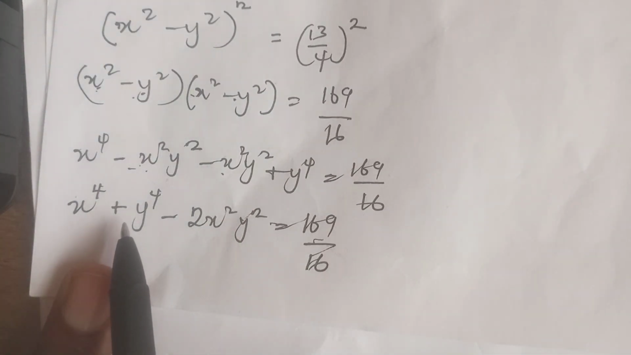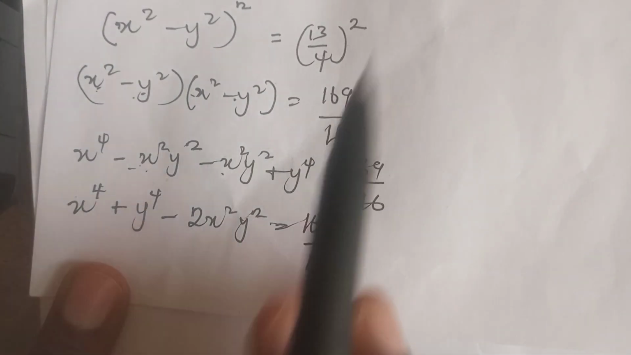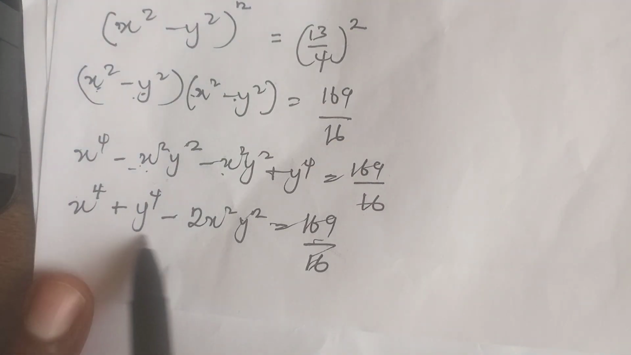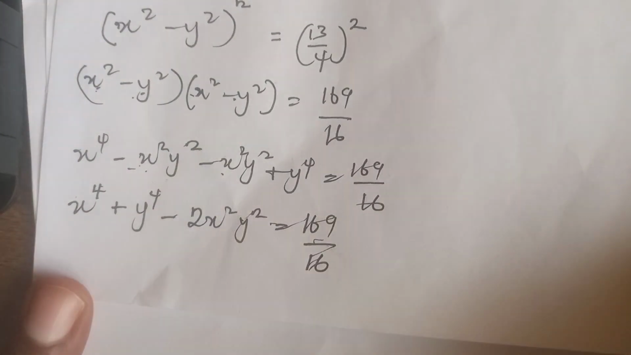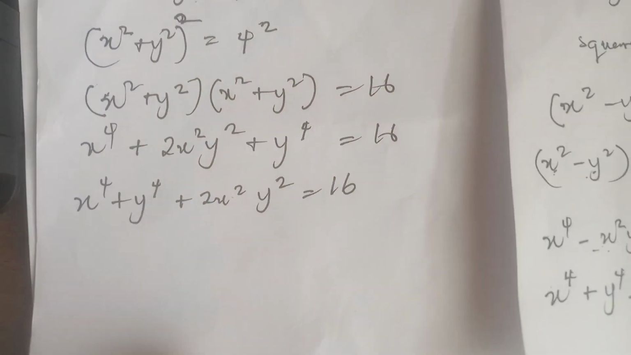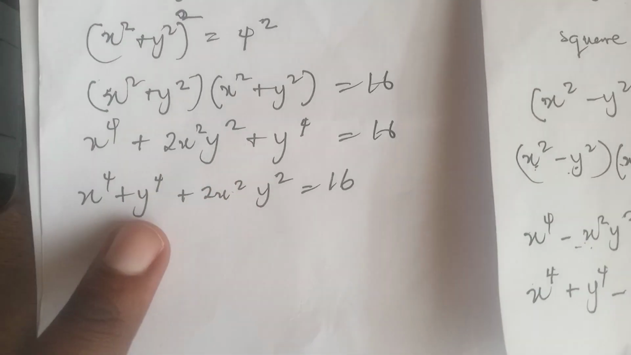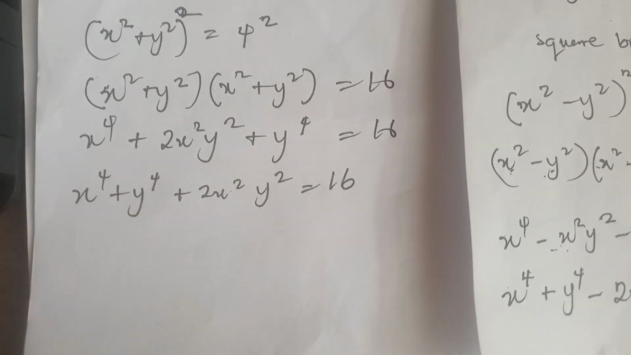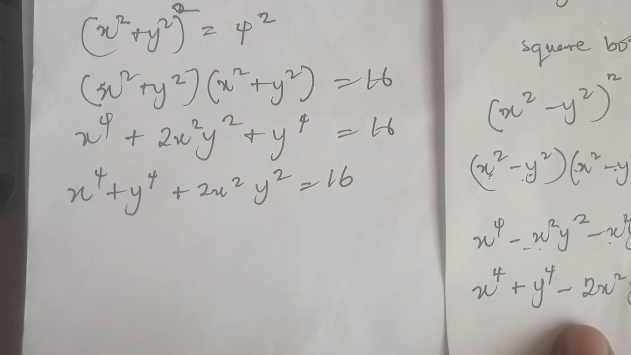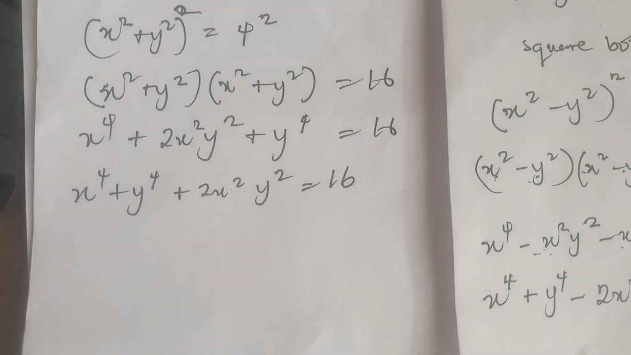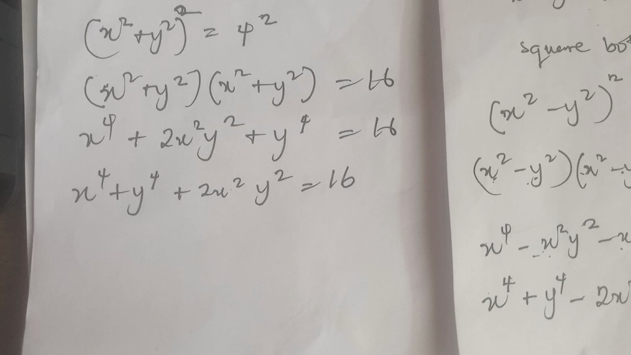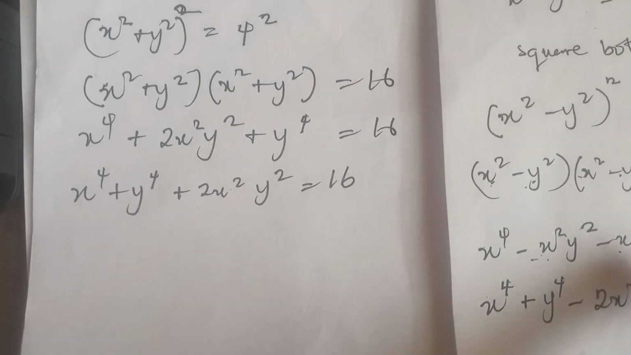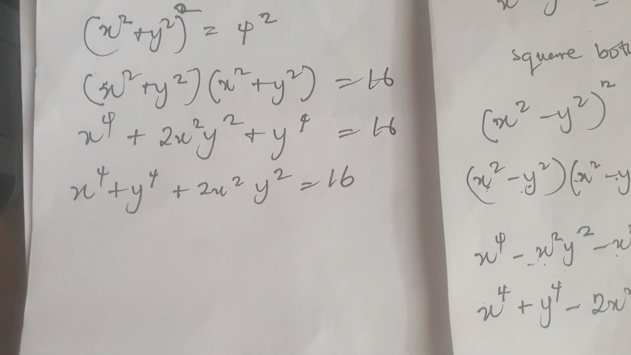Now, as you can see, I want you to note something here. This equation here is similar to this when you square equation 2. But something is different. This one carries plus, while this one carries minus. So if you can arrange it very well, we just equate this side to 16.